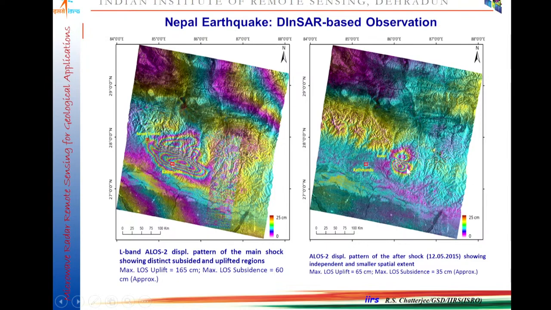Similarly, due to the major aftershock that occurred in the Kodari area, this aftershock was 7.3 magnitude, whereas the main shock was 7.8 magnitude. This occurred on 12 May 2015, and you see this is the area affected. Your land surface was displaced. Here uplift took place. How much do you know? 65 centimeter uplift took place, and here subsidence took place around 35 centimeter.